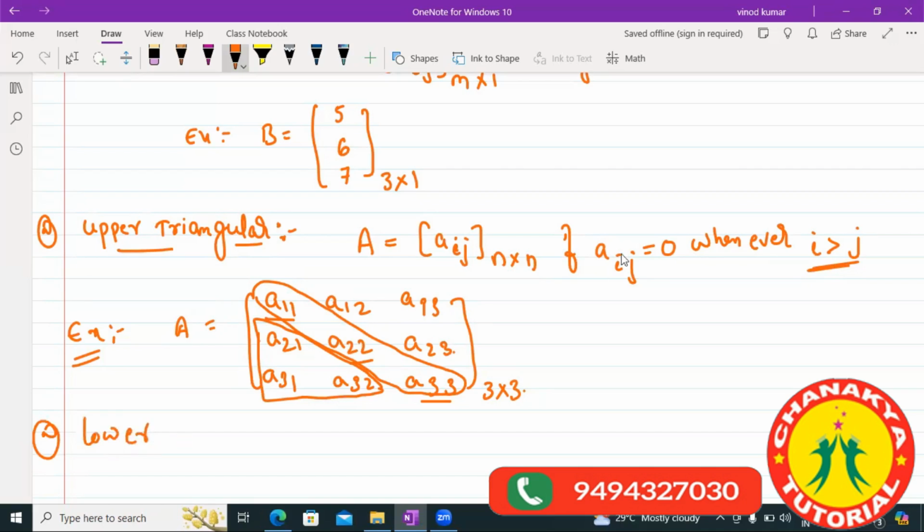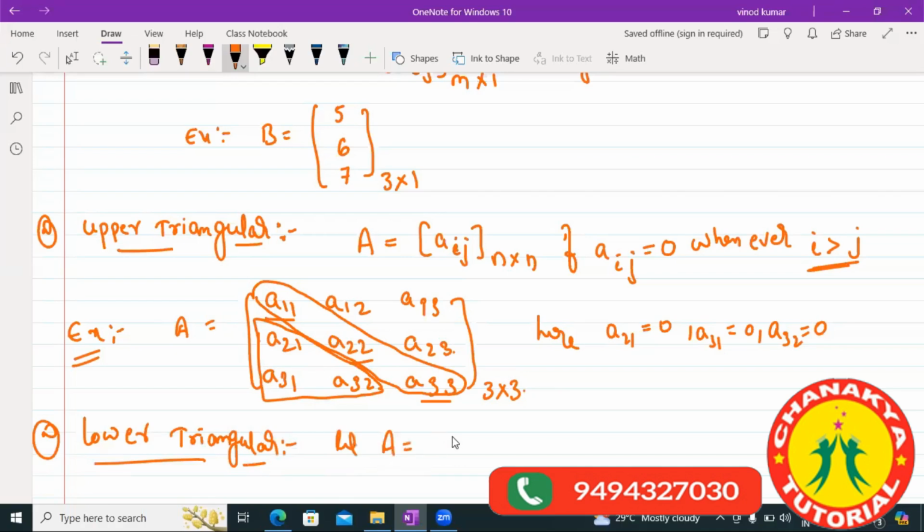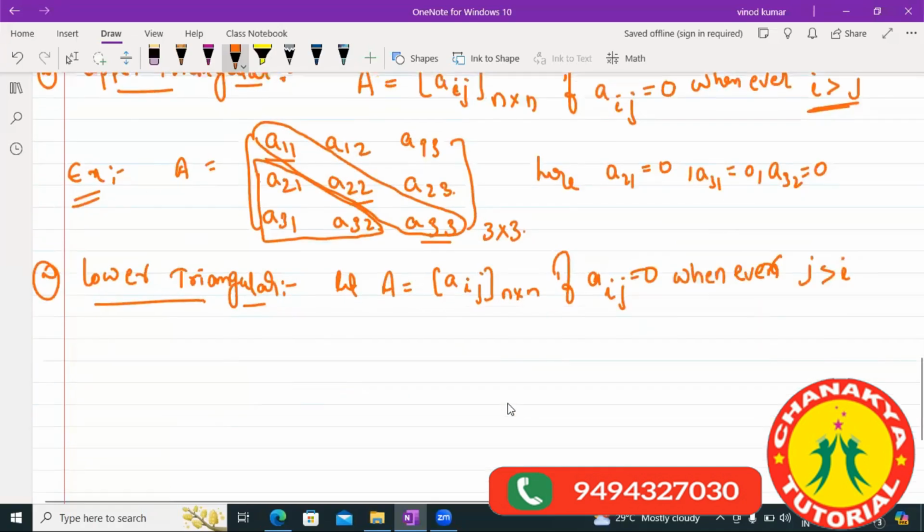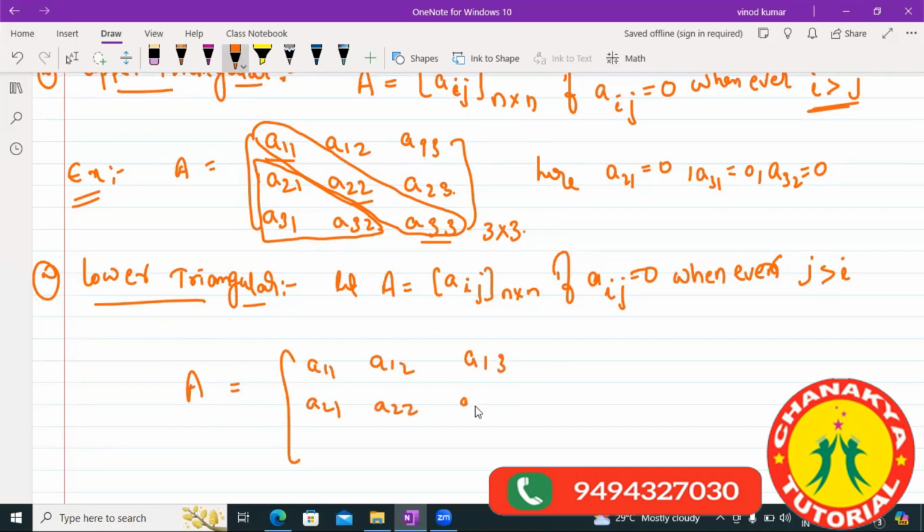Next, lower triangular. Here A21 is 0, A31 is 0, A32 is also 0. What does lower triangular matrix mean? Let A equal the same, Aij, a square matrix n by n. If Aij is 0 whenever j is greater than i, meaning we take it reversely. Capital A equals A11, A12, A13, A21, A22, A23, A31, A32, A33.